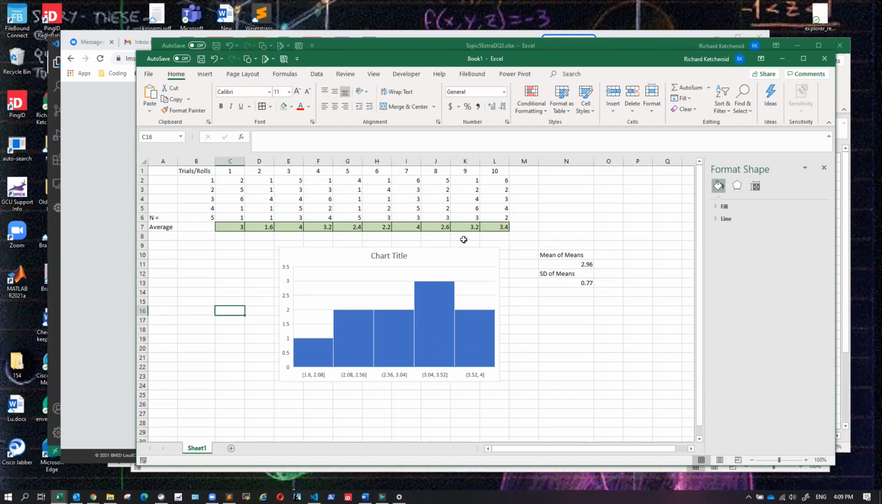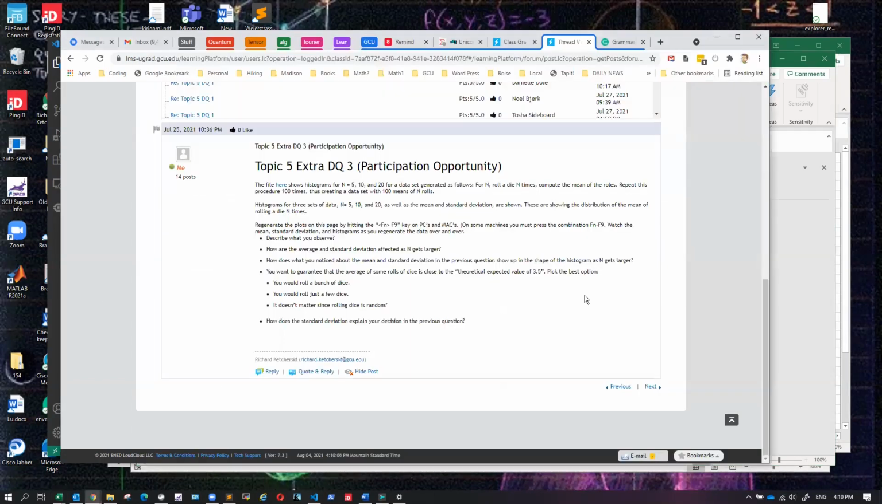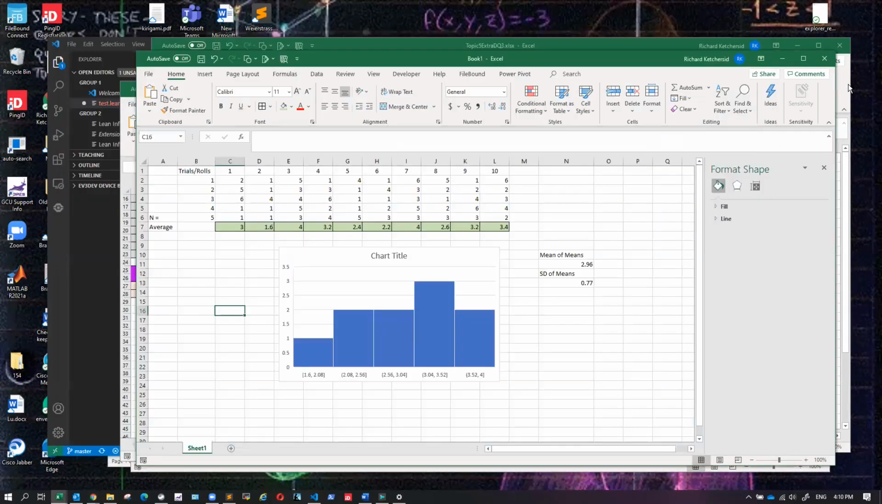That means if I put all these numbers in a bag and reached in and grabbed a number, I would expect to get a number close to 2.96, plus or minus 0.77. So this gives me an interval in which I might expect to grab a number out of that bag. So the standard deviation is how spread out the data is. That's what it's doing. But these are the calculations that are going into the sheet, right?